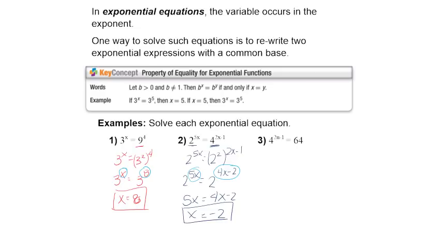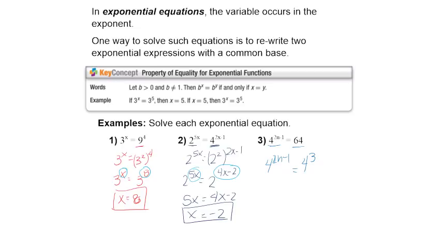All right. This third one, again, a little bit different yet. I have 4 and I have 64. So I can change 64 to a power of base 4. So I'd have 4 to the 2n minus 1 equal to, 64 is the same thing as 4 to the third power.